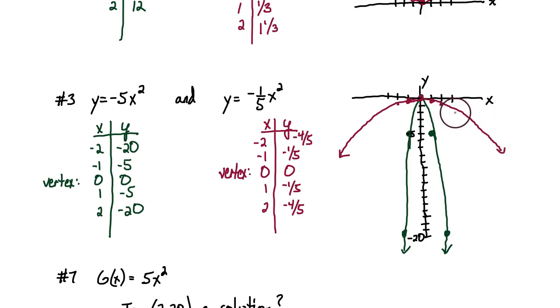So this one is a much wider parabola than the one in green. And again, that was caused by the values of a. It was also the value of a that makes those parabolas open going downwards, because a was negative.